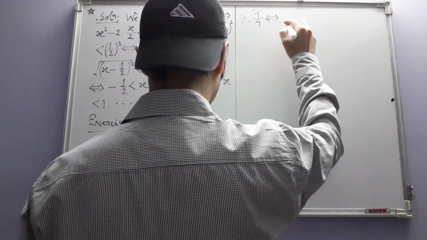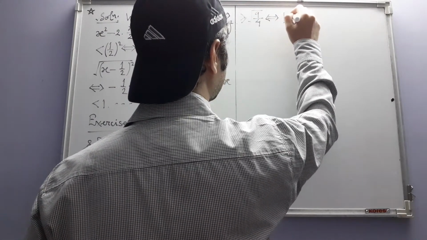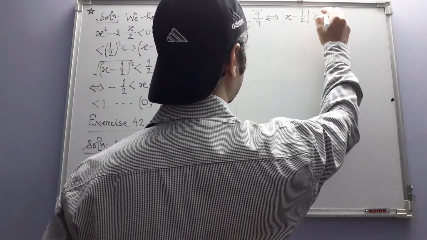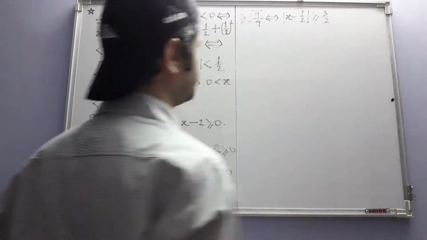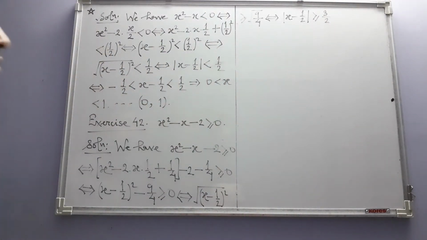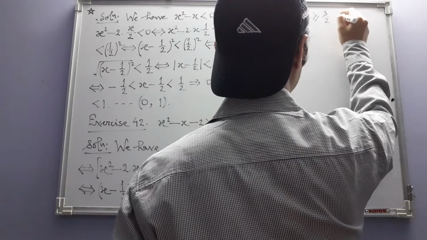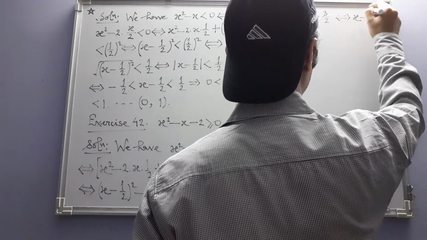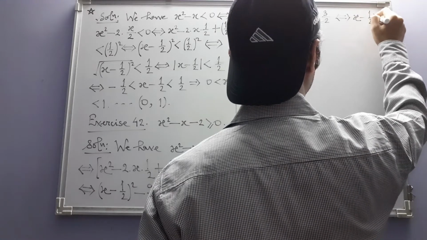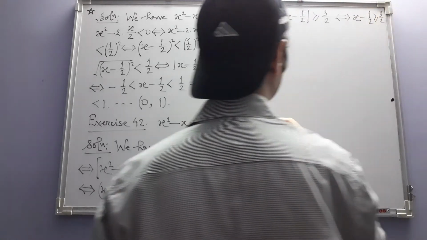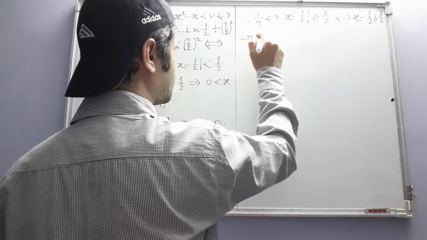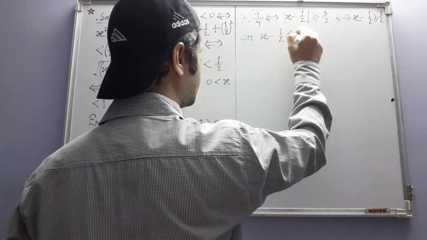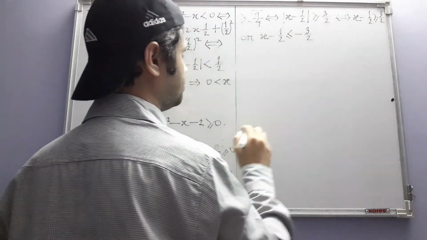If and only if the absolute value of x minus 1 by 2 is greater than or equal to 3 by 2. If and only if either x minus 1 by 2 is greater than or equal to 3 by 2 or x minus 1 by 2 is less than or equal to minus 3 by 2.